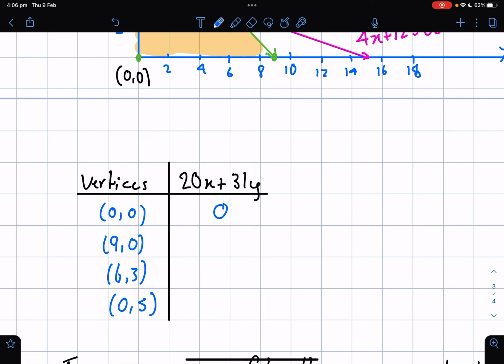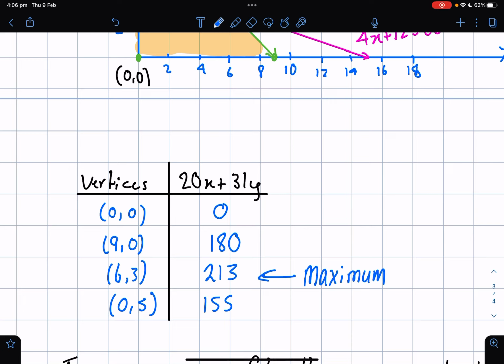0 and 0 gives me 0. 20 times 9 is 180. 6, so 20 times 6 is 120, plus 93 is 213. And then 31 times by 5 is 155. So now we need to identify which one gives us the maximum, and this is our maximum profit here.